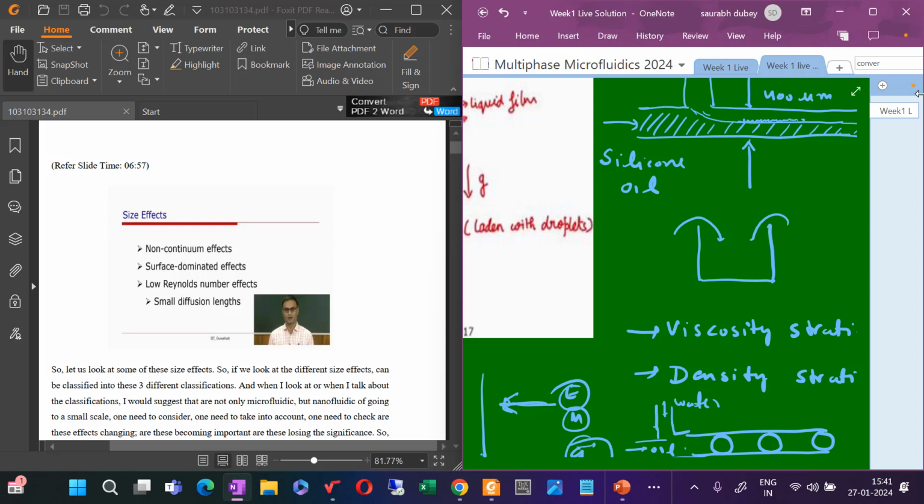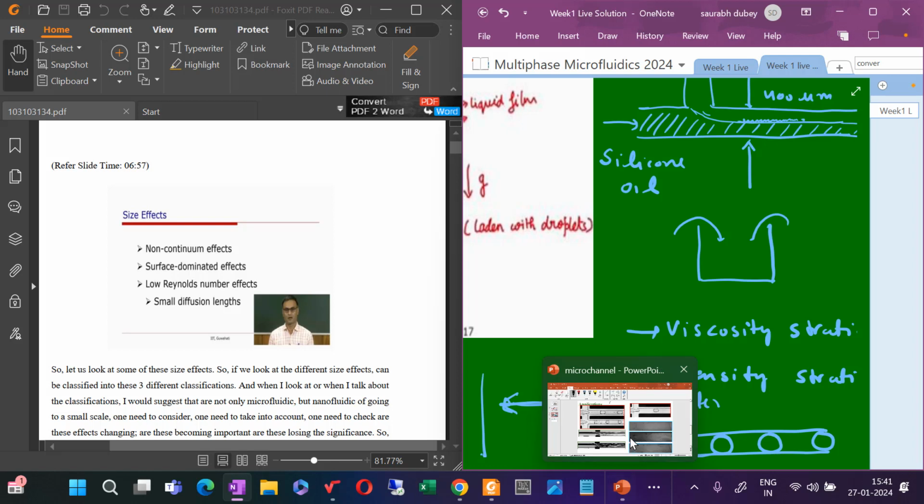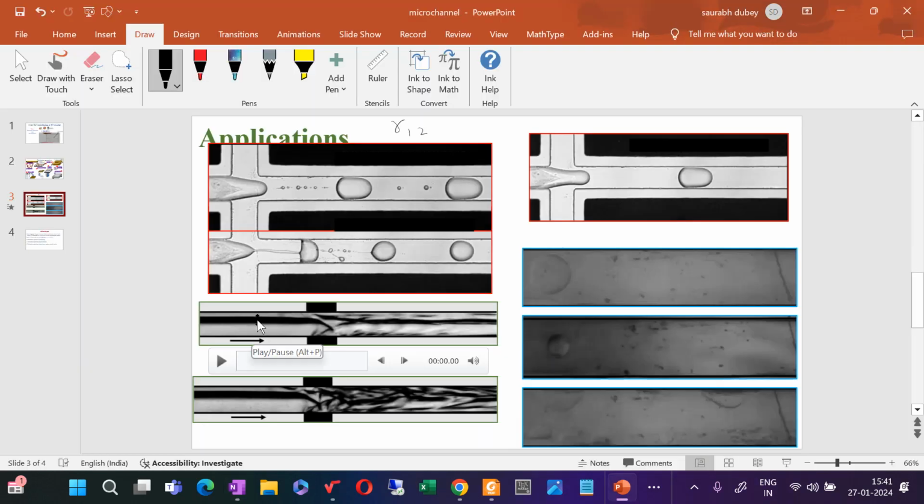Okay, and that is the reason why it seems like black. You see here, some black region is there, na. So this is a very thin diffusion-dominated region. And this is not present in the case of oil and water, because oil and water are not miscible, but benzene and silicone oil are miscible.